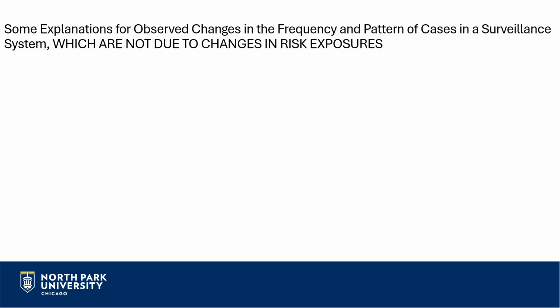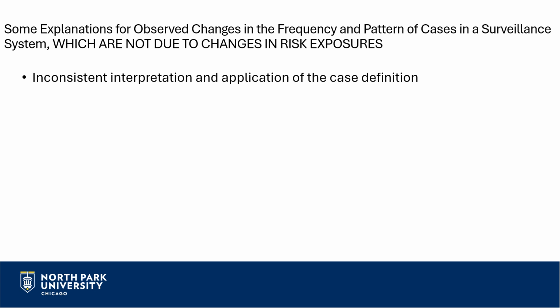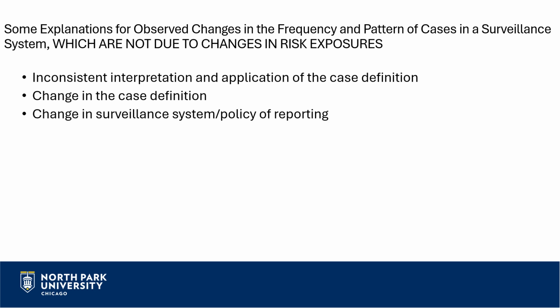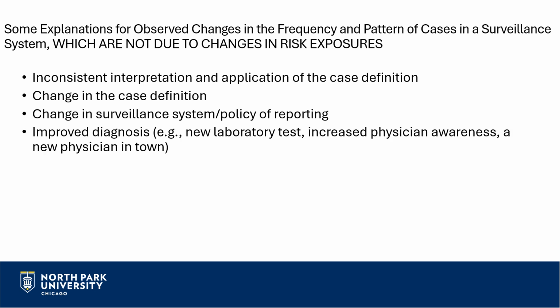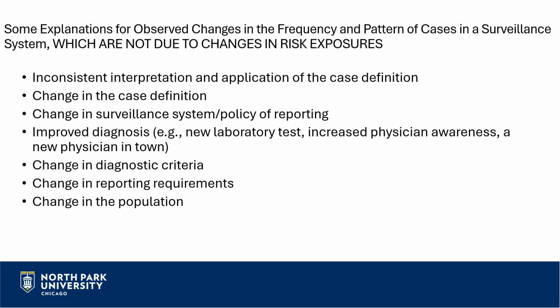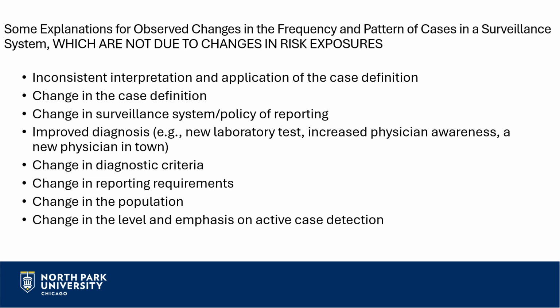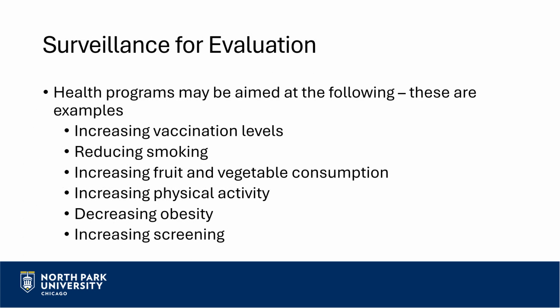Some explanations for observed changes in the frequency and pattern of cases in a surveillance system which are not due to changes in the risk: inconsistent interpretation and application of case definition, changes in the definition, people like to change that definition, change in surveillance and reporting, improved diagnoses, so we're finding things earlier and sooner, change in diagnostic criteria, reporting requirements, population, and change in the level and emphasis of active case detection, and then random events, increased public awareness.